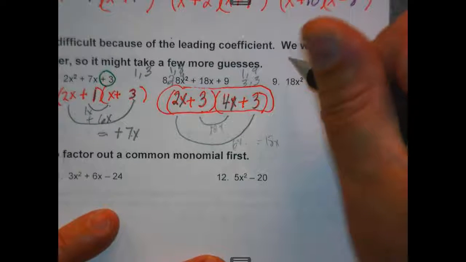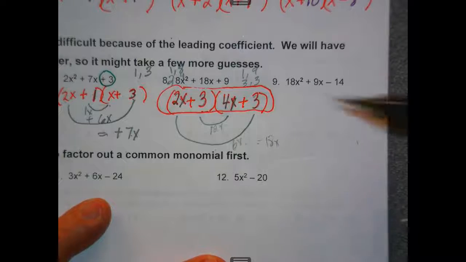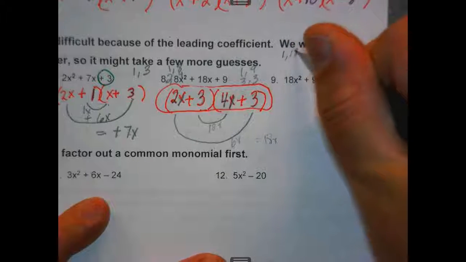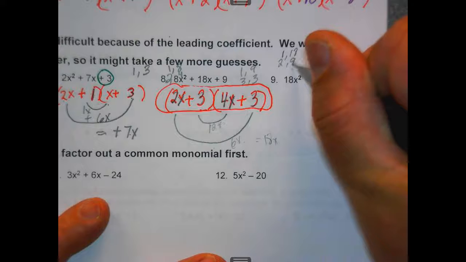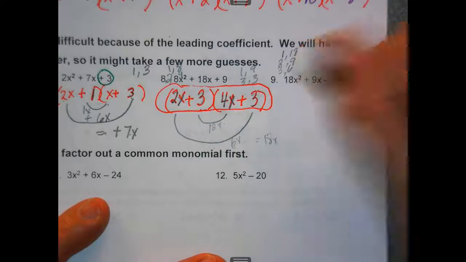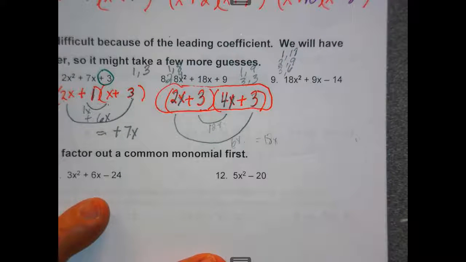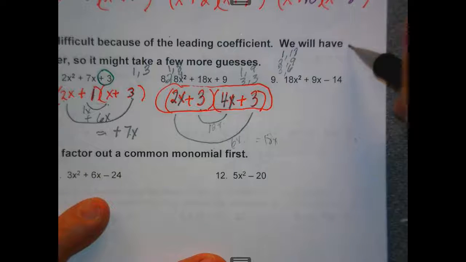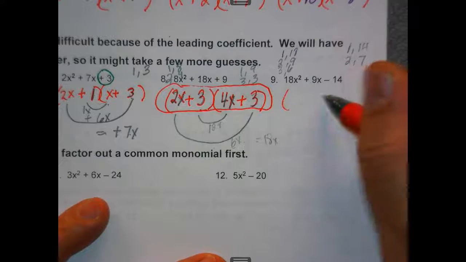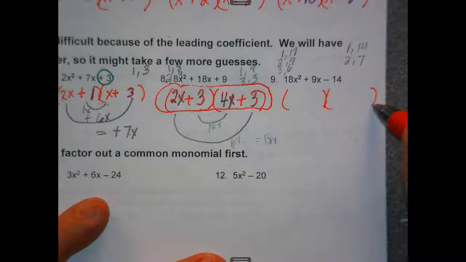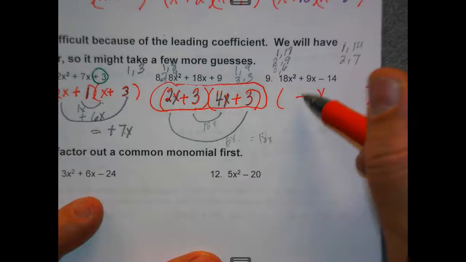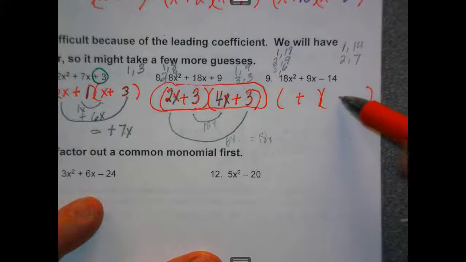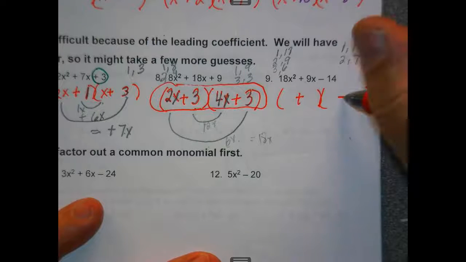Because 18 is a lot of factors, doesn't it? 1 and 18, 2 and 9, 3 and 6. Is that it? 14, 1 and 14, 2 and 7. Yikes. Not only that, but it's a negative number, so they're going to have to be positive and negative, where the positive number is going to have to be bigger.